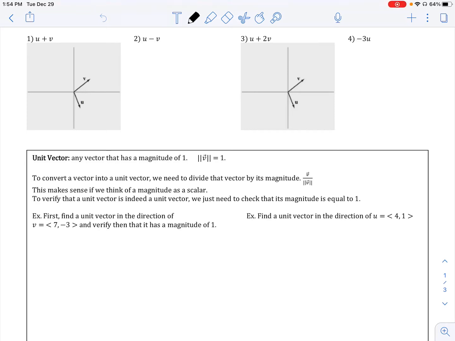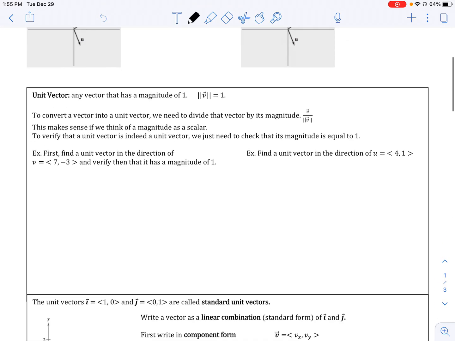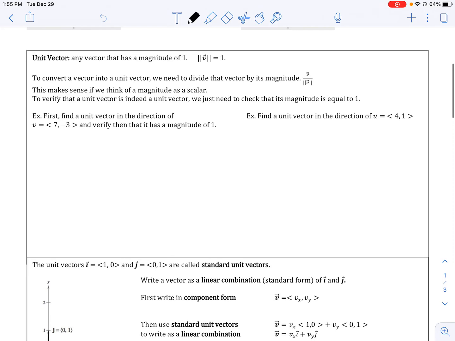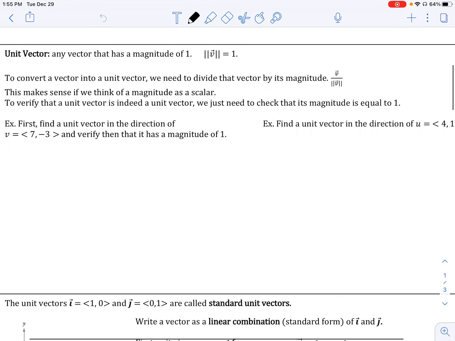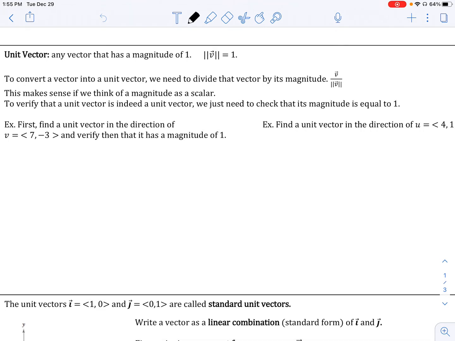In my previous video, I introduced vectors and I discussed something called a unit vector. All a unit vector is, is a vector that has a magnitude or a length of 1, and that's how it's notated here. If we want to take any vector and convert it into a unit vector, all we need to do is divide that vector by its magnitude.